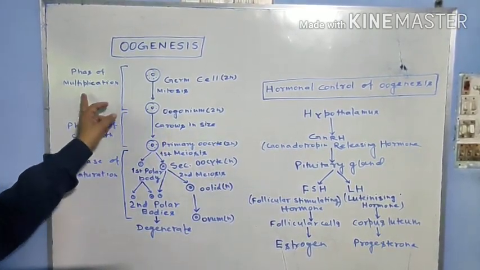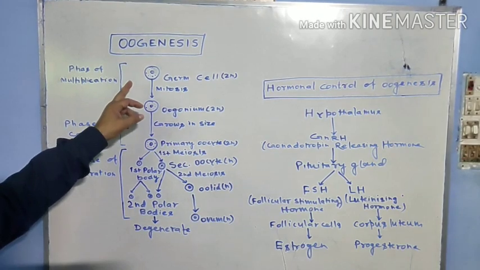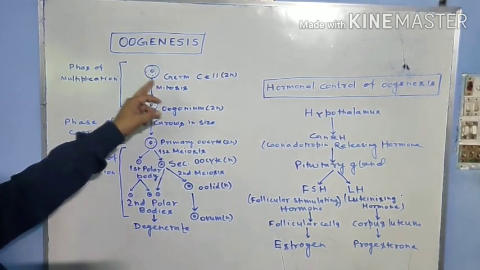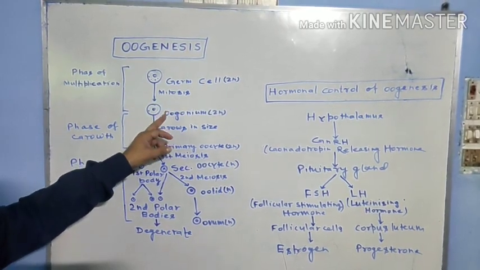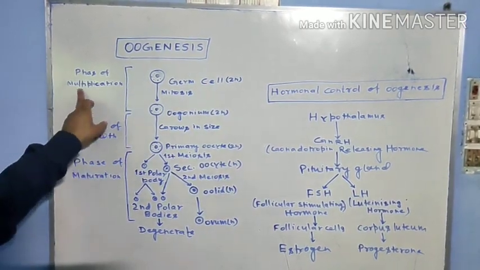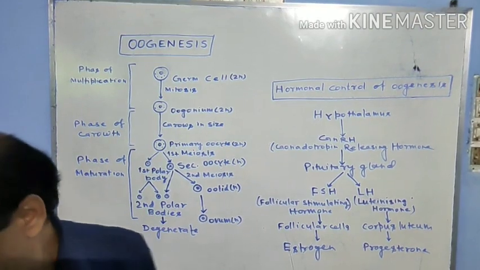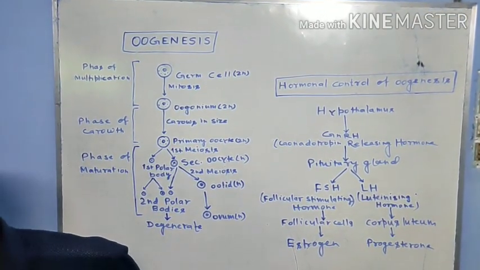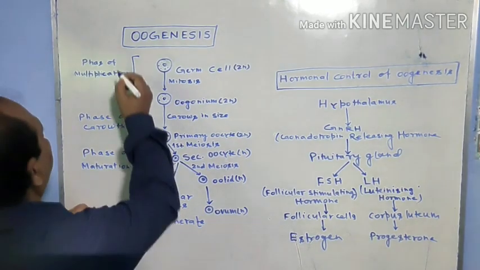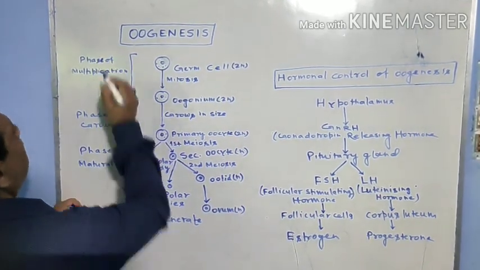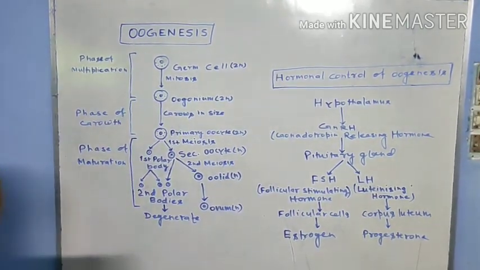When a germ cell undergoes mitotic division and forms oogonium, this phase is known as the phase of multiplication.